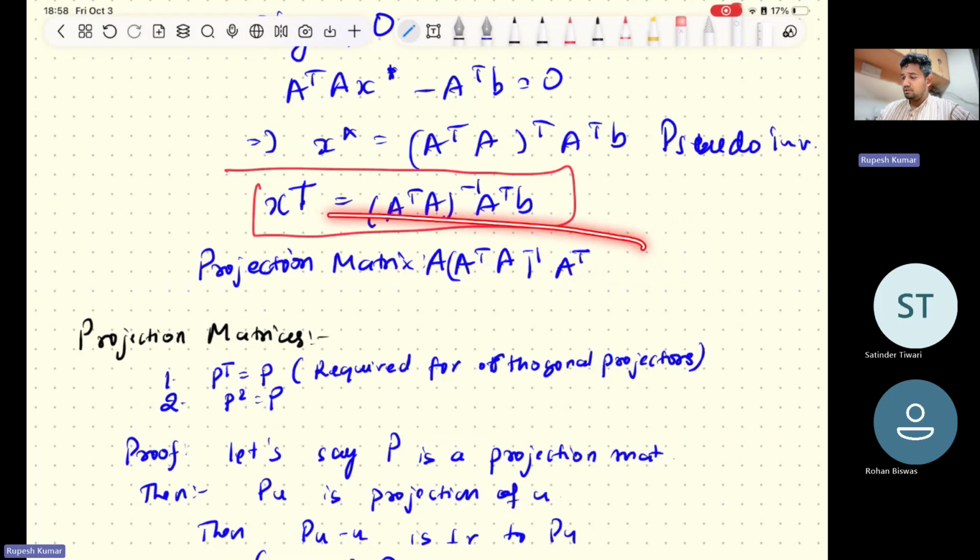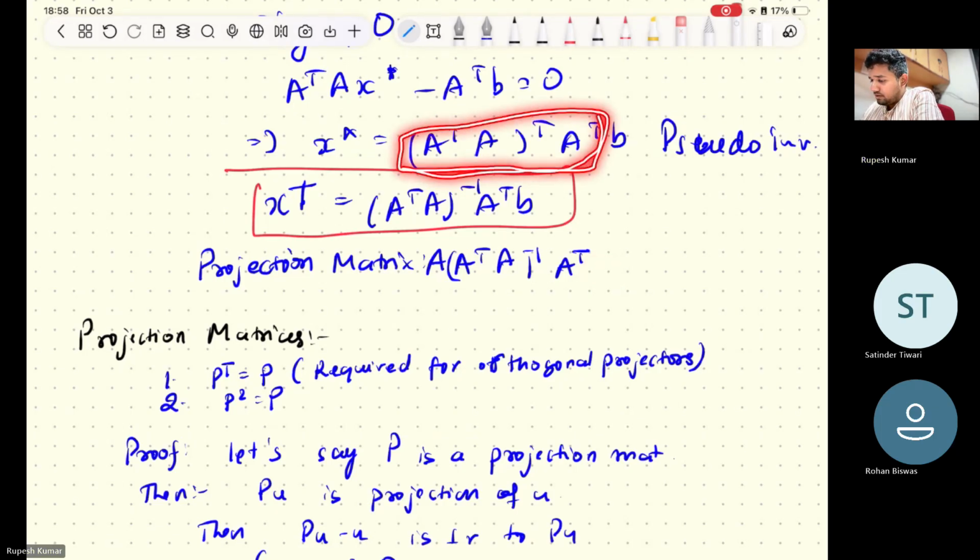Does anyone have any doubts on this? No, sir. So this projection is essentially not the pseudo inverse. The pseudo inverse is this term. So when you take A into this, you get the input term itself.